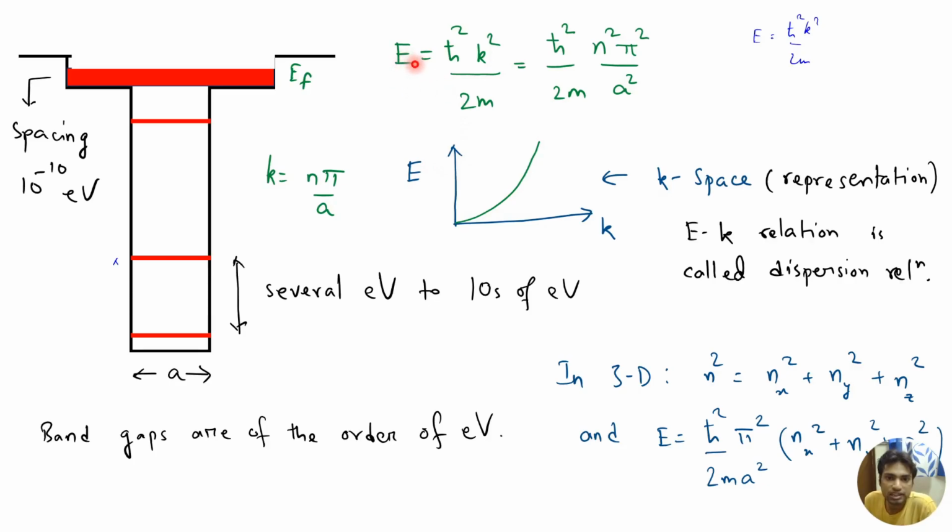If you plot this energy with respect to k, what we have is the E versus k plot, and it is a parabolic plot. Since the x-axis is k, we say that this is the k space representation of the energy. We had taken only one dimension here, so n square was just one value. But if we take 3 dimensions, we have to take the contributions from the confinement in 3 directions, so it will be nx square plus ny square plus nz square, and E equals h bar square pi square over 2m a square, and here in brackets nx square plus ny square plus nz square.